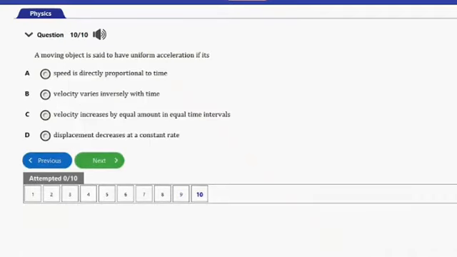So guys, the next and the last question we have here is question number 10. It says, a moving object is said to have uniform acceleration if its A, speed is directly proportional to time, B, velocity varies inversely with the time, C, velocity increases by equal amounts in equal time intervals, D, displacement decreases at a constant rate. So guys, a moving vehicle is said to have a uniform acceleration if the velocity increases by equal amounts in equal time intervals. So that's option C, guys. Option C is the answer to this question, and that's it for this question.